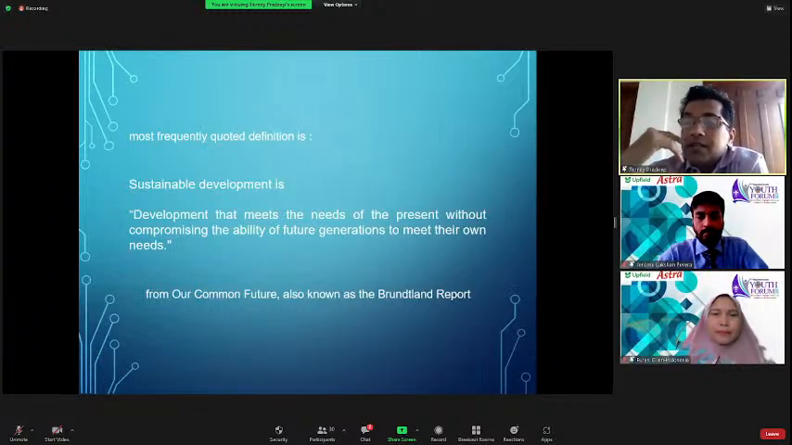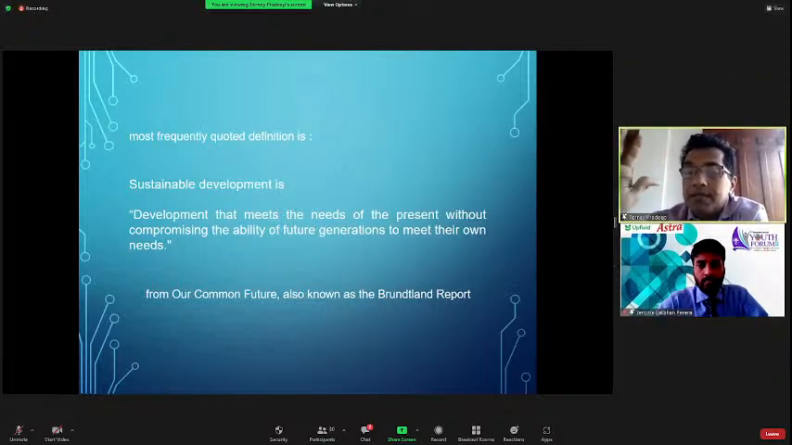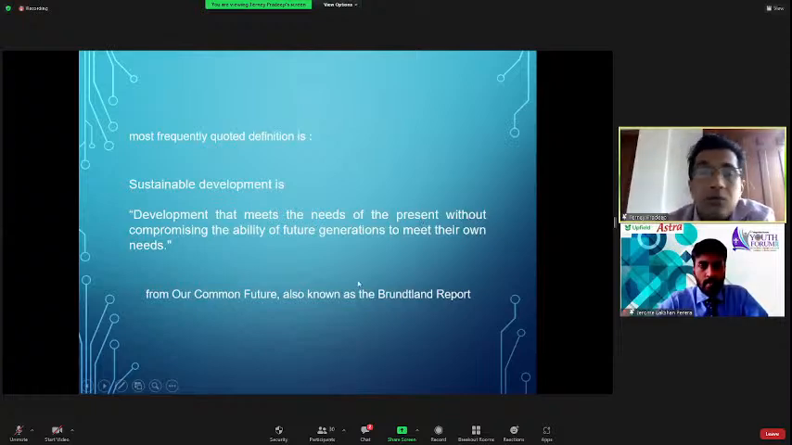This is the most frequent definition of sustainability. It means we are not conserving 100%. We use our environment, we use our resources, but we leave a huge chunk for the benefit of future generations, right? We are not compromising their needs. This is sustainable development, which came from the Brundtland report, a very widely used definition. Development that meets the needs of the present without compromising the ability of future generations to meet their own needs, right?